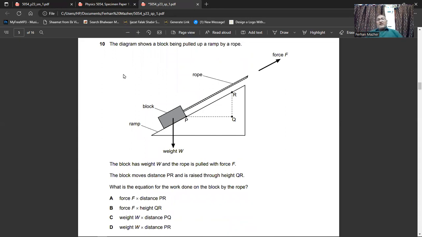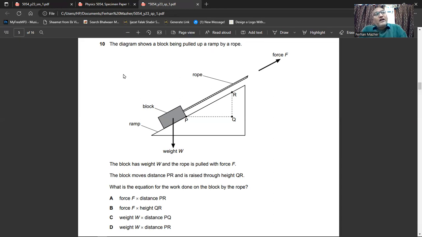Okay, in this case, the work done can be calculated in two ways. One way is that you have applied the force along the ramp. If you know the distance moved along the ramp, you multiply that force with that distance, and you get the work done. The famous formula for the work done is force multiplied by the distance moved in the direction of the force. Another way, which we also use a lot, is that the work done is equal to the gain in the potential energy, and that is weight multiplied by the vertical height.